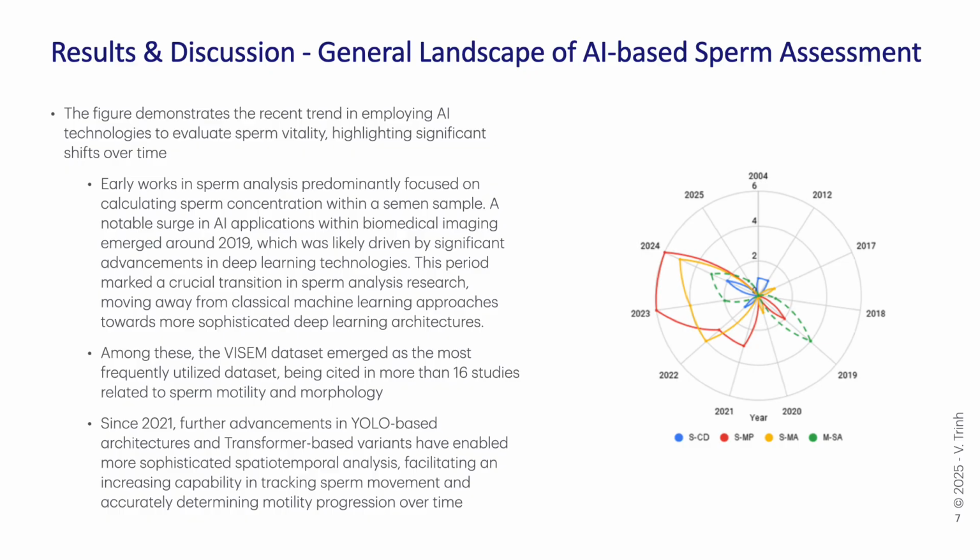Since 2021, further advancements in YOLO-based architectures and transformer-based variants have enabled more sophisticated spatiotemporal analysis, facilitating an increasing capability in tracking sperm movement and accurately determining motility progression over time.